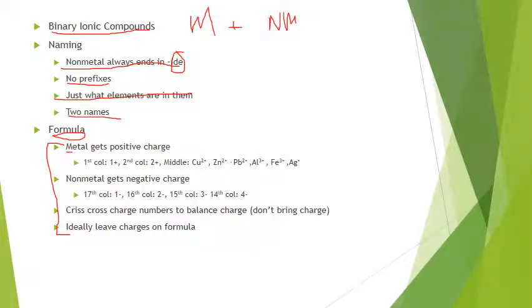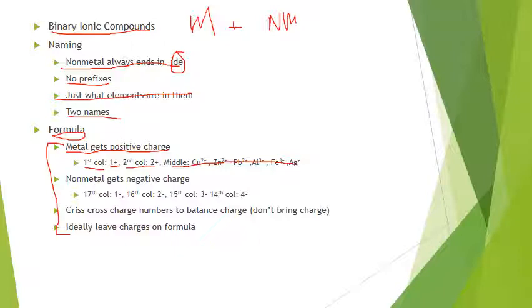Metals will always get positive charges. The first column will get a 1 plus charge. You can leave the 1 off when you write this down. The second column will get a 2 plus, and remember it's 2 plus, not +2. And then there's 6 guys in the middle that you just have to memorize. Copper 2 plus, zinc 2 plus, lead 2 plus, Al 3 plus, Fe 3 plus, and Ag plus. Just memorize these. There's no rhyme or reason for this right now.